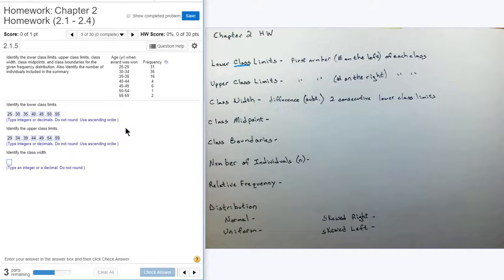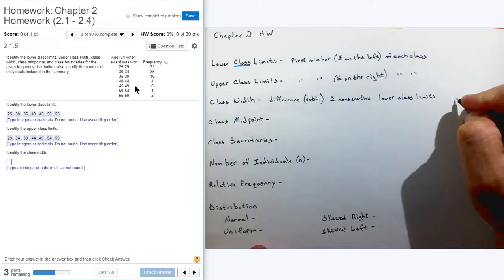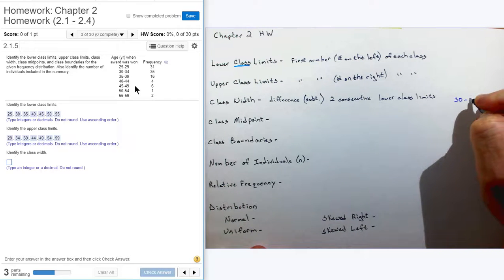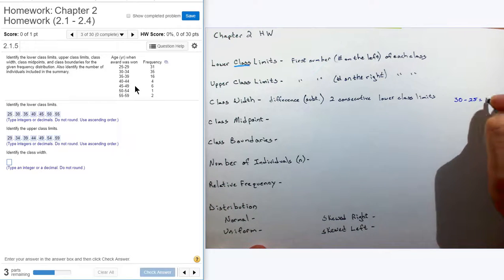So for this one, the difference between two consecutive lower classes. I'll just pick the first two. So this is going to be 25 minus 30, or so we don't get a negative number, 30 minus 25, which equals 5. This is my class width.